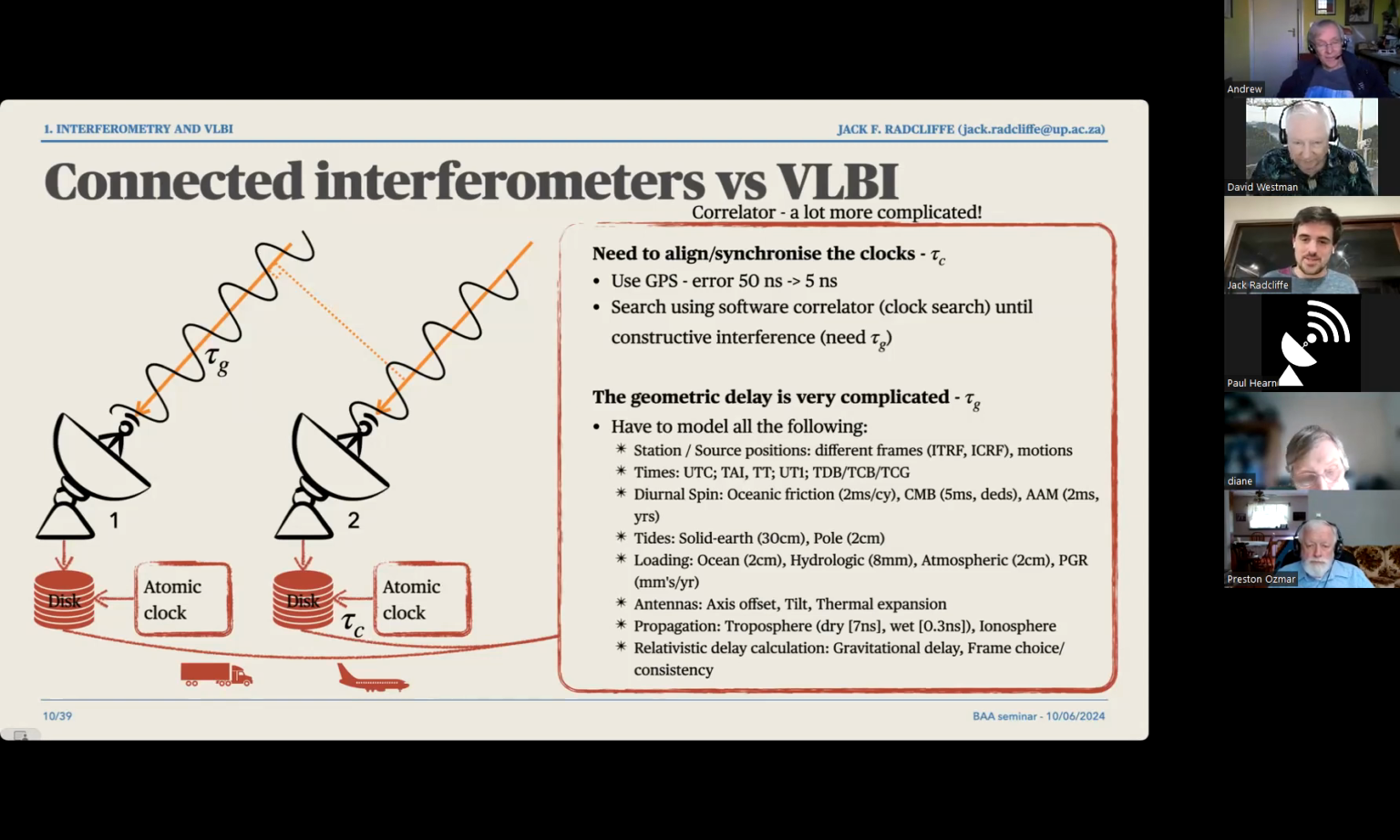centimeters. We have to take into account loading. If you have too much water underneath you, your telescope sinks, and the gravity changes the amount of time it takes for the signal to come through the atmosphere because of gravitational delays. So there's everything like this which affects your signal, and we have to model this. And these are all the different things on the right-hand side that go into this model. So it becomes extremely complicated.